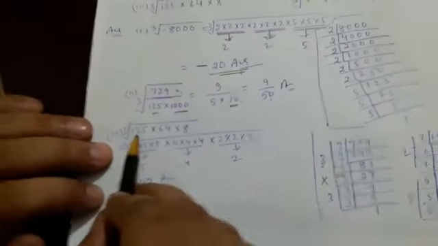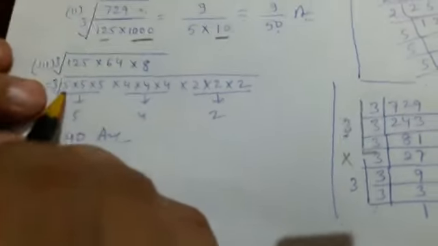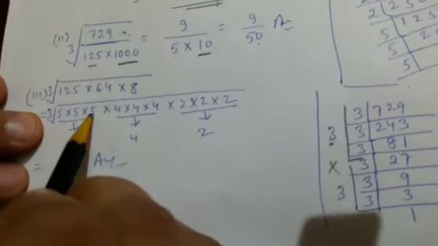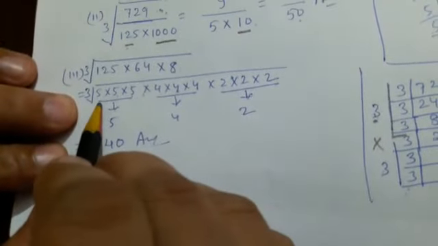We will find out the cube root of all these numbers separately. 125 means 5 times 5 is 25, 25 times 5 is 125, and 64 is 4 times 4 is 16, 16 times 4 is 64. Again for 8 we will write 2 times 2 is 4, 4 times 2 is 8. Now we will make them into groups.